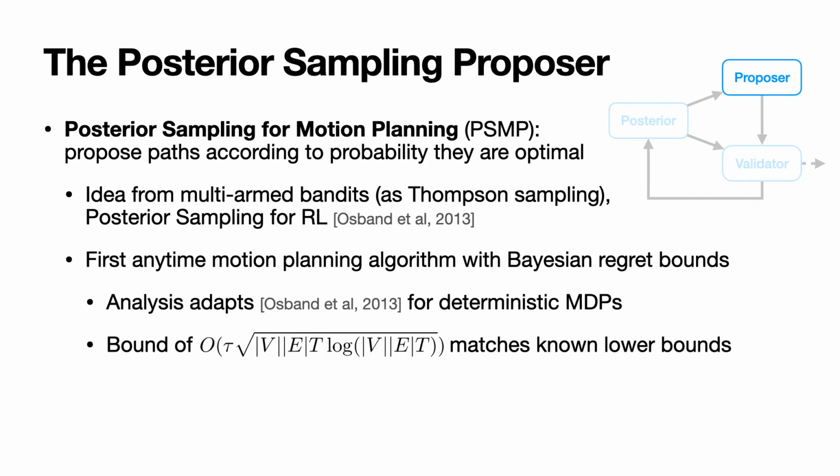PSMP is the first anytime motion planning algorithm with Bayesian regret bounds. We adapt the Bayesian RL analysis for the special case of a deterministic MDP, resulting in a tighter sublinear regret bound that matches known lower bounds. Unlike other Bayesian search methods, PSMP is quite computationally efficient. It only requires solving a single shortest path problem per iteration.